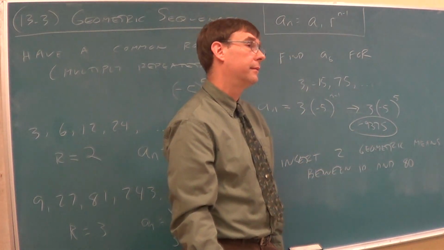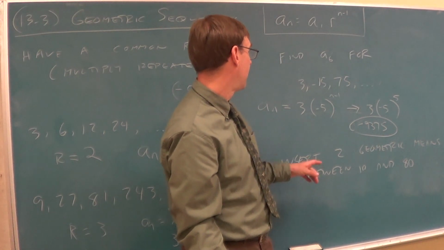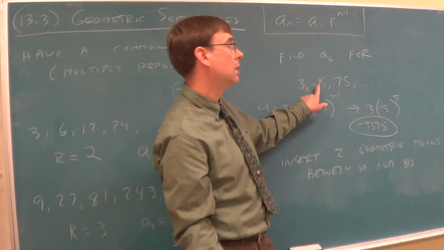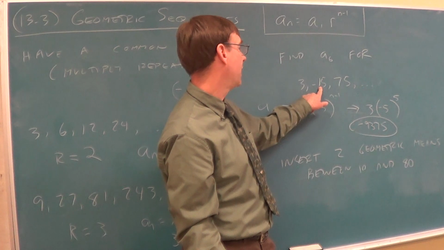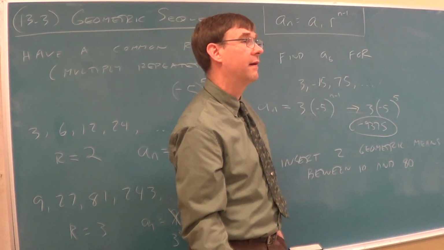Something about that? Yeah. What is the negative 5? The ratio. So from here to here, multiply by -5. From here to here, multiply by -5.